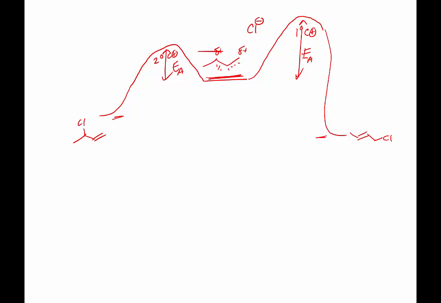Because here's the problem with this reaction: I can take that chlorine and I can have it leave. It's an allylic chloride. So if this chloride leaves, what do I get? I get a secondary allylic carbocation, which is in resonance with the primary allylic carbocation, which means I just went this way. So now I've got a second activation energy if I want to reverse the reaction.